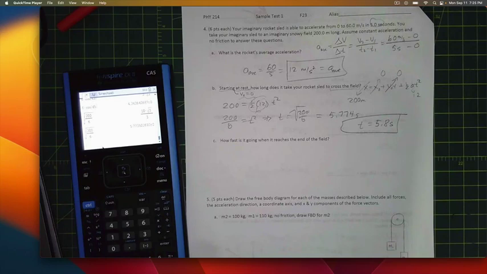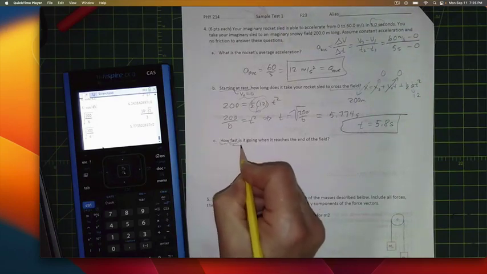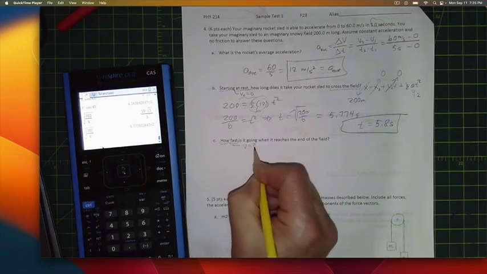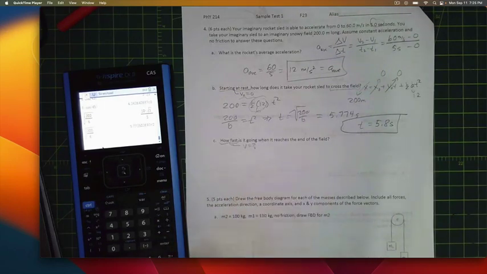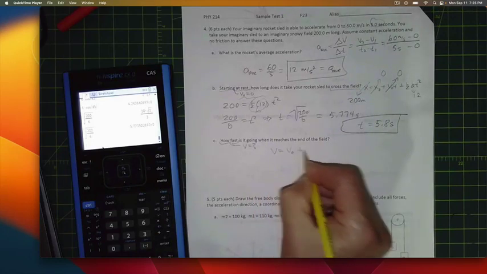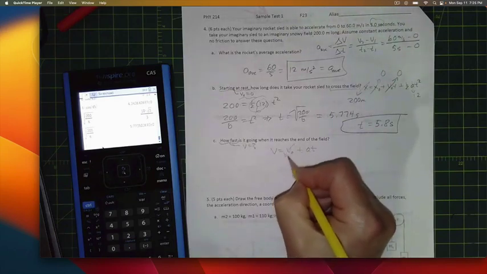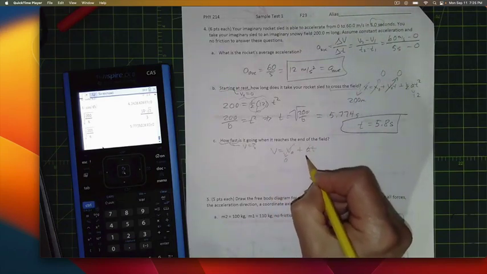Alrighty, part C. How fast is it going when it reaches the end of the field? How fast is a velocity, so what is V? When it reaches the end of the field, we can use another one of our kinematic equations: V equals V naught plus AT. Again, we already said V naught was equal to 0. We know A is equal to 12.